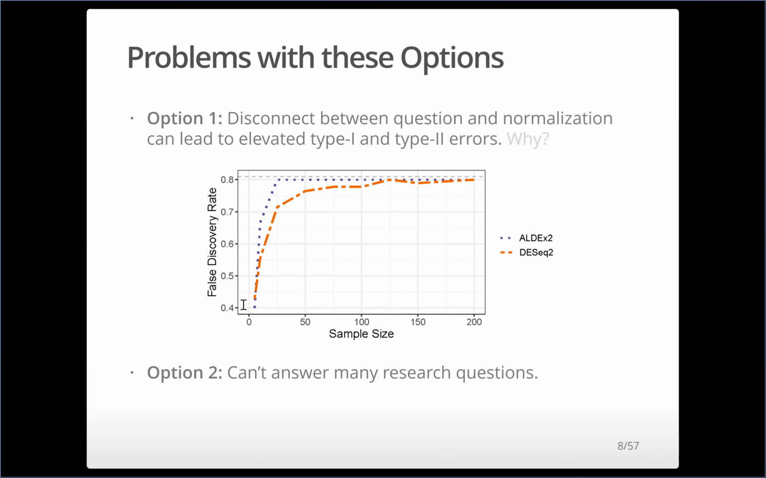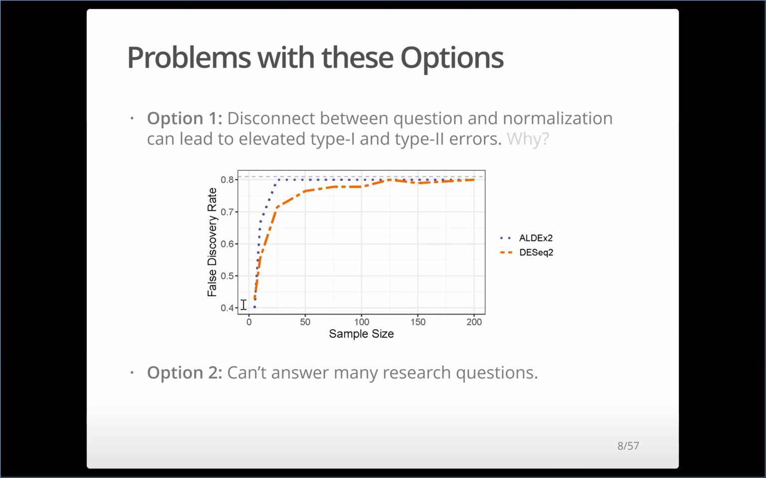So there's problems with these methods. I think I've already kind of highlighted what they are. For the first option, this disconnect between what the normalization is saying and like what is actually going on in the data can lead to some really bad implications for inference. Namely, you can have some really wonky type 1 and type 2 error rates.